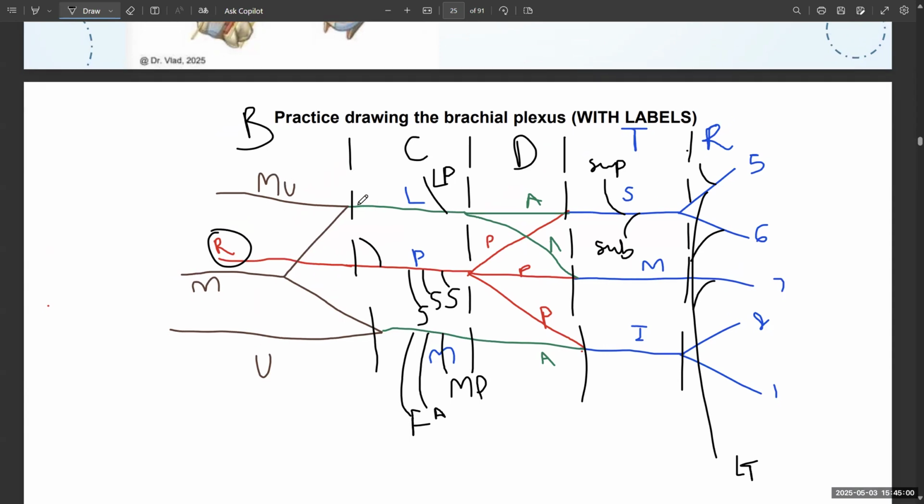Then you have the branches. Now, from the lateral cord, you have the musculocutaneous branch, and you also have this little root going to the median nerve. Okay. And then from the medial cord, you have the ulnar, and then you have this little medial root to the median nerve. Okay.